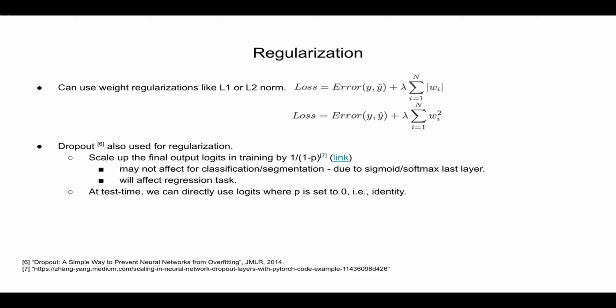But in classification and segmentation, since you use a sigmoid or softmax layer at the end, even if you don't do this, it somehow does not get you into problems, but this might affect your performance, especially for a regression based task. And at test time, as we know, we set this value to 0, which equates to all the neurons being enabled at test time.